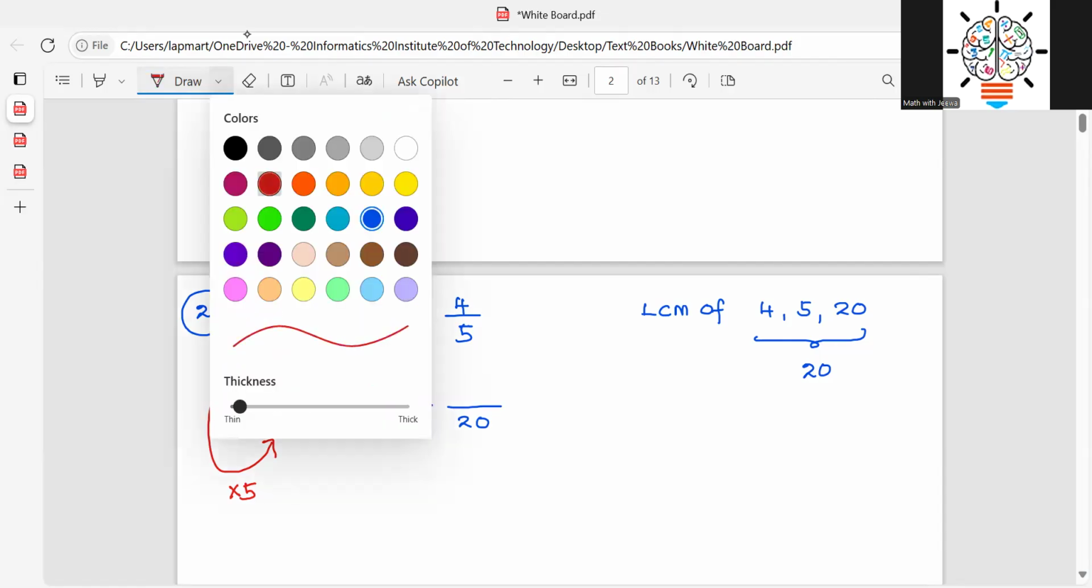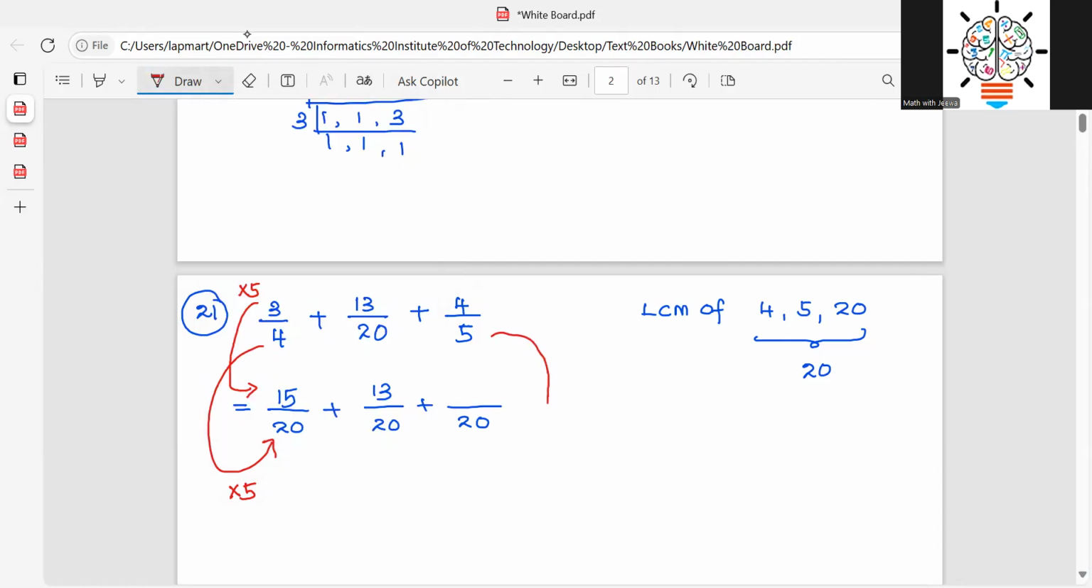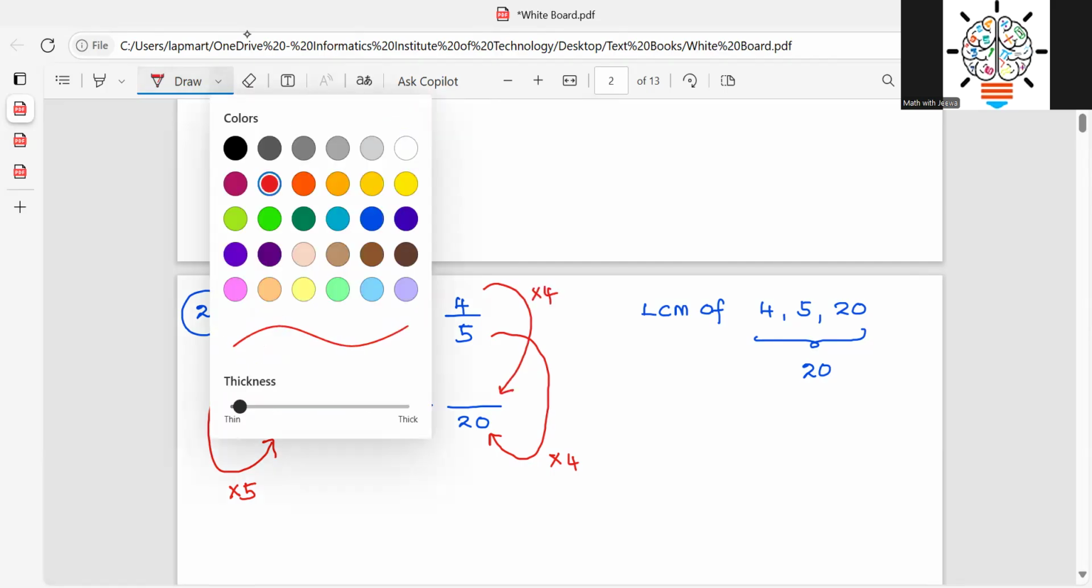Let's say that I'm doing the next one. How do you convert 5 into 20? I want to multiply by 4. So then I want to do the same thing here. So I multiply this also by 4. So then what will be my answer?